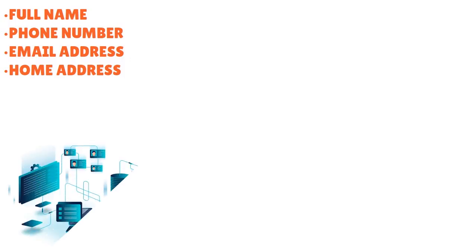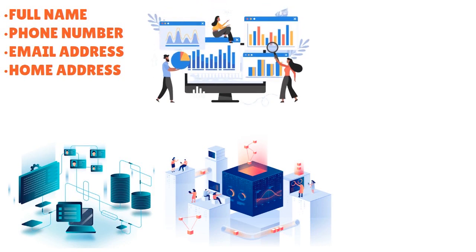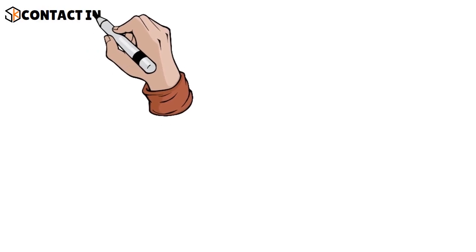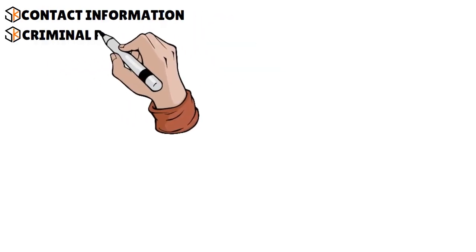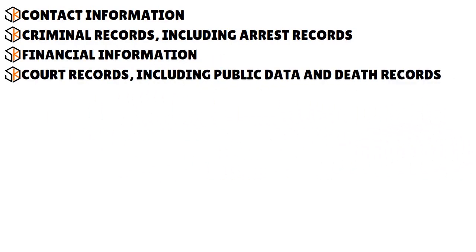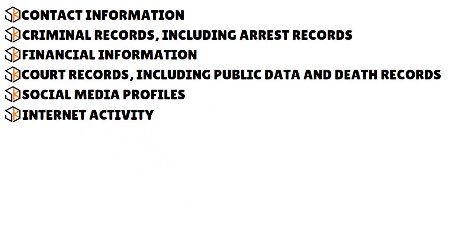Basically, the site scrapes and collects data from billions of public records and data broker databases to create comprehensive reports about anyone who uses the internet. On TruthFinder, someone could potentially discover your contact information, your criminal records, including arrest records, financial information, court records, including public data and death records. So that's really, really deep. It can go as deep as that. And somebody can also discover your social media profiles, your internet activity, and much more. So you have a lot of granularity there, and that's scary too, by the way.